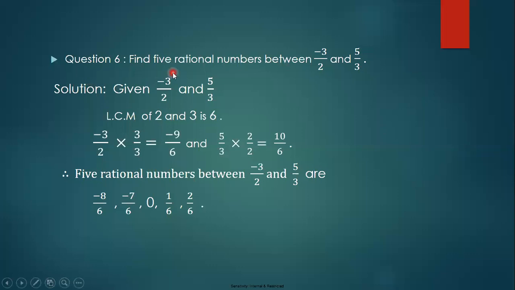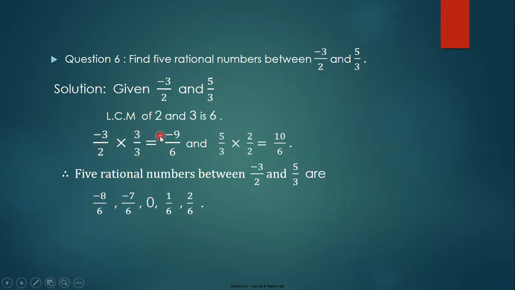Next, one more example I have here. Question number 6. Find 5 rational numbers between minus 3 by 2 and 5 by 3. So these are the 2 rational numbers given. So here first you have to find the LCM. LCM of 2 and 3 is 6. So the first rational number is minus 3 by 2. To make the denominator 6, what do I have to multiply? 2 3s are 6. So I have to multiply both the numerator and denominator by 3.